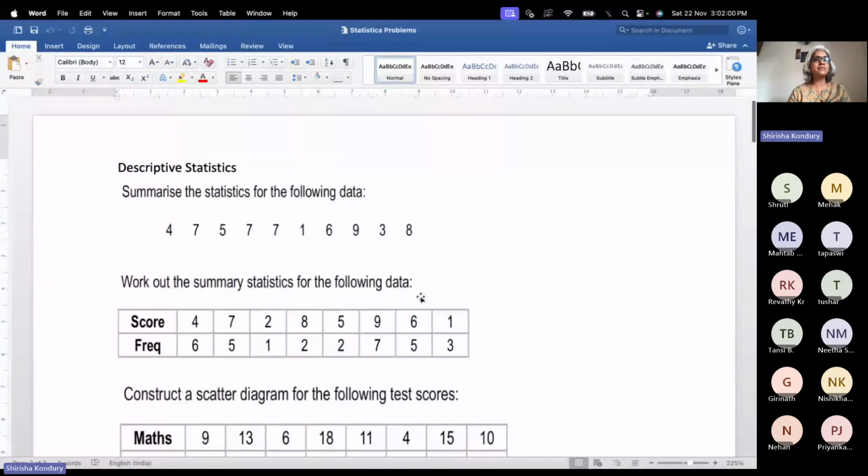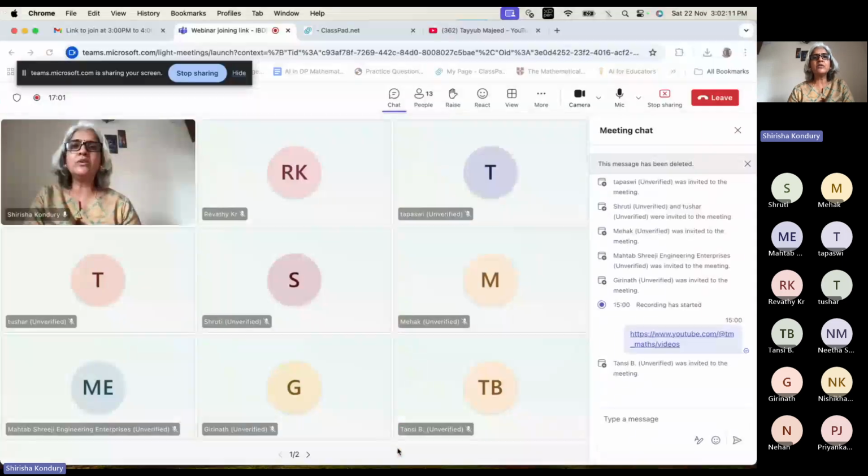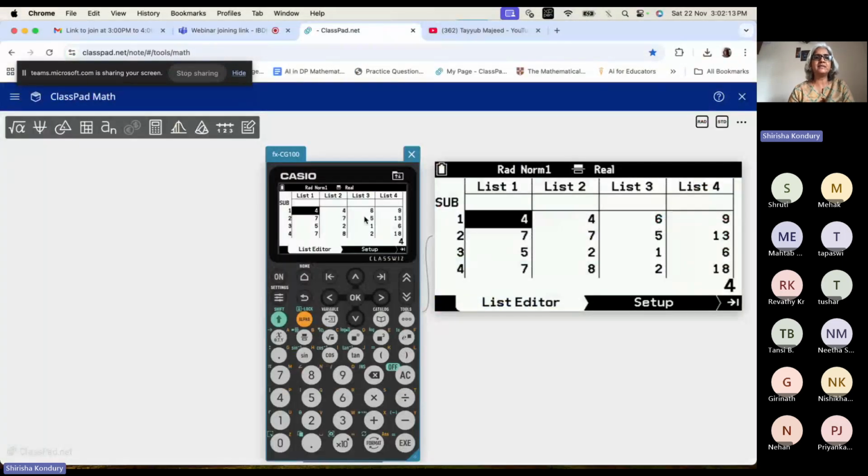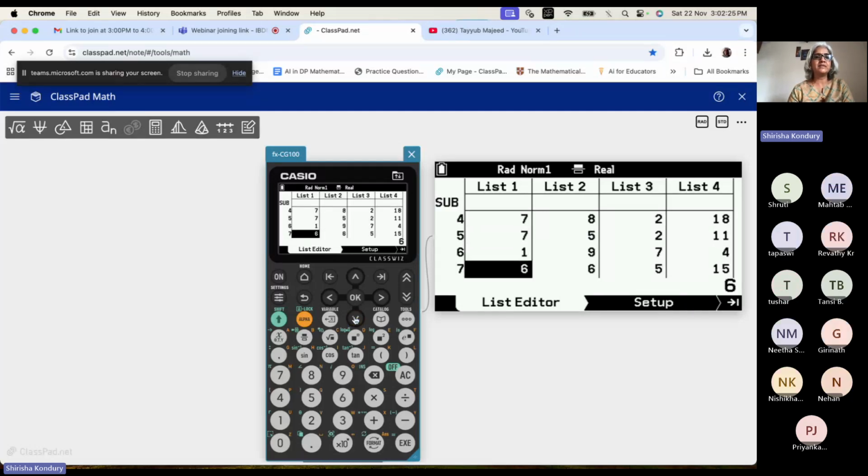So we'll start with descriptive statistics. And the first question says to summarize. And when we say summarize, the most important parameters for us are mean, standard deviation, median, and so on, right? So we are going to look at how the calculator does this. And I have already entered the data so that it saves us time. So in list 1, I have entered the first question information, 4757716.